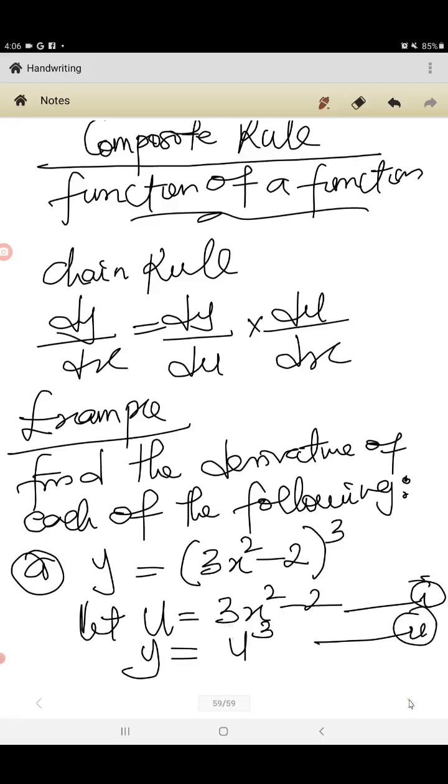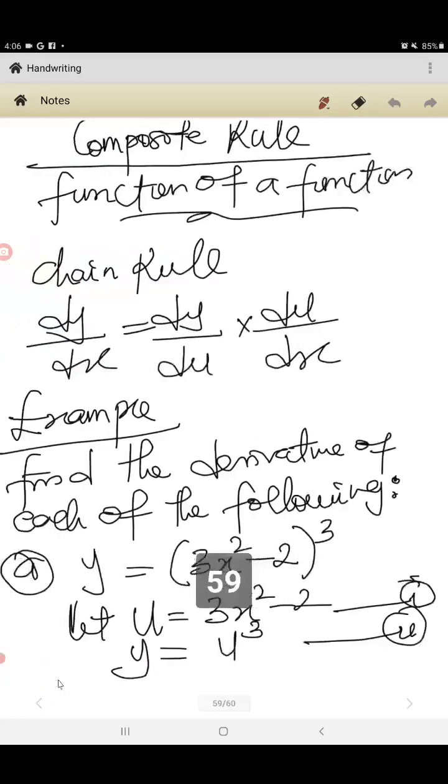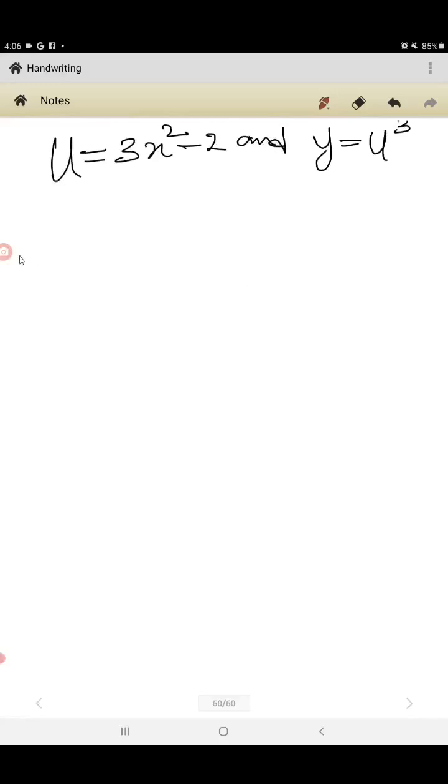So therefore, if our u is 3x squared minus 2 and y is equal to u raised to power 3. Now, the first thing you do, you differentiate this u with respect to x, which will give you 6x.